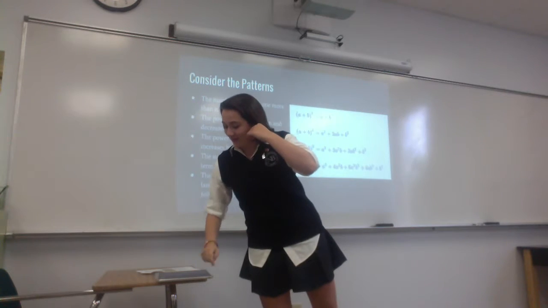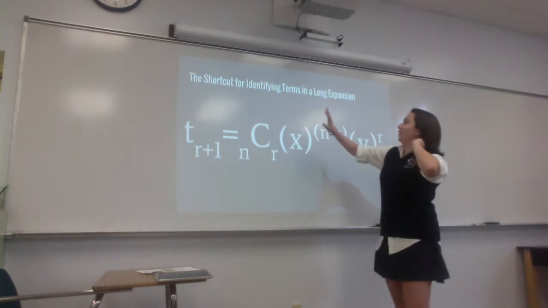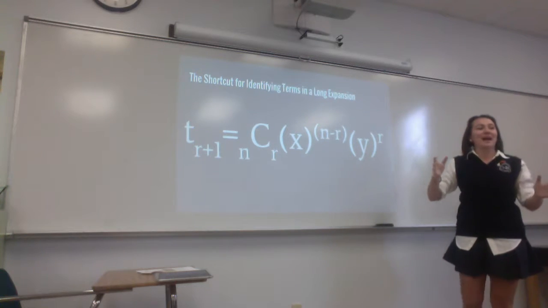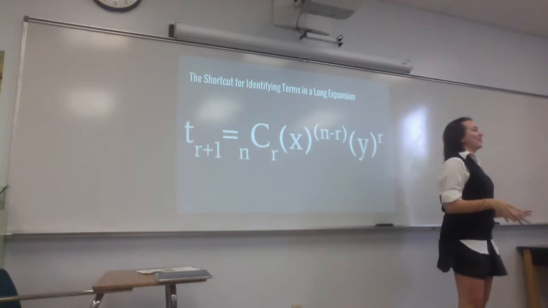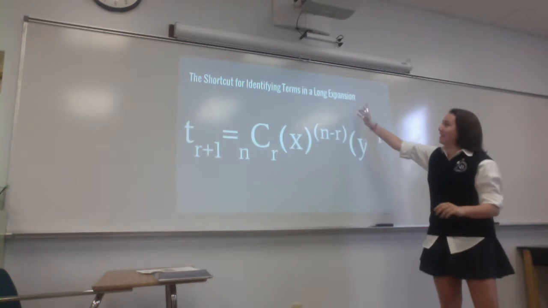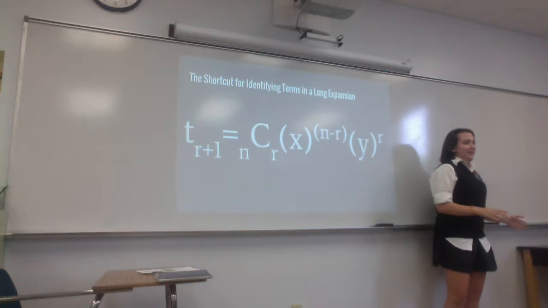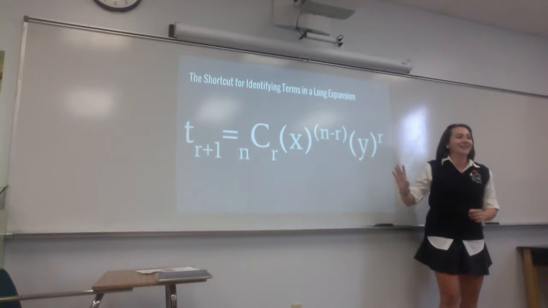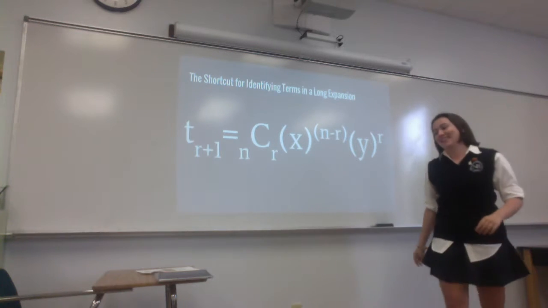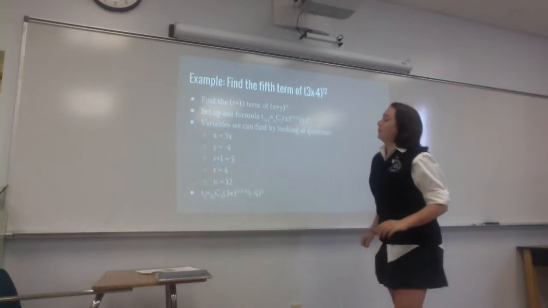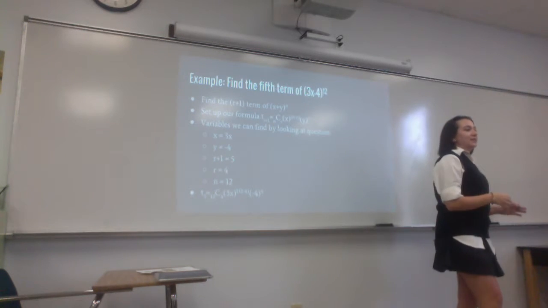Now, here is a shortcut for identifying terms in a long expansion, but I'm going to call it the magic formula, because that's so much more fun to say, and it's better than repeating that. So, here is our magic formula. Take a good gander at it, because we're going to be using it. The best way to understand how to work this process is through an example.